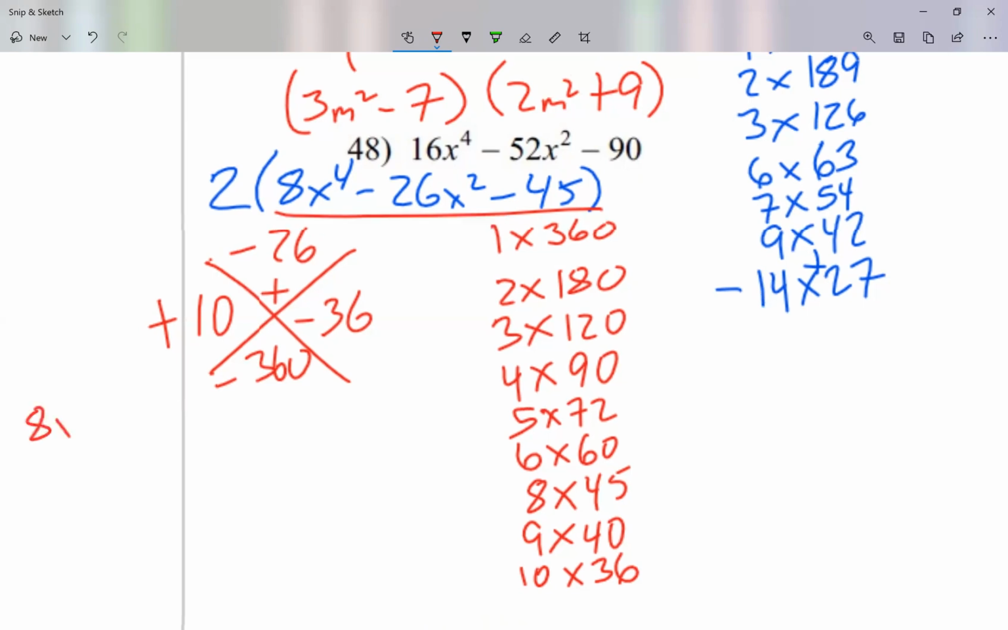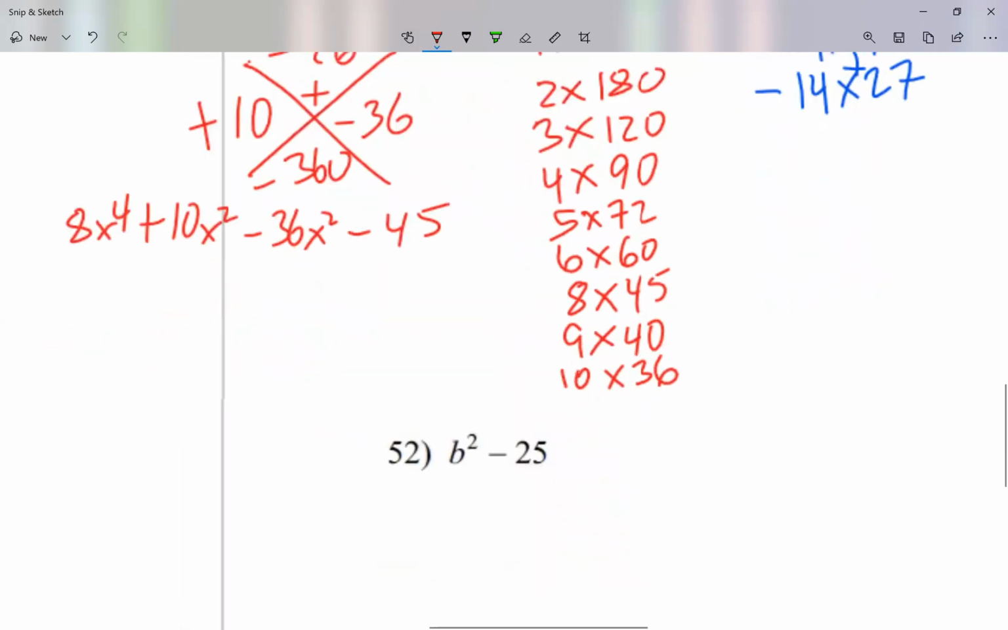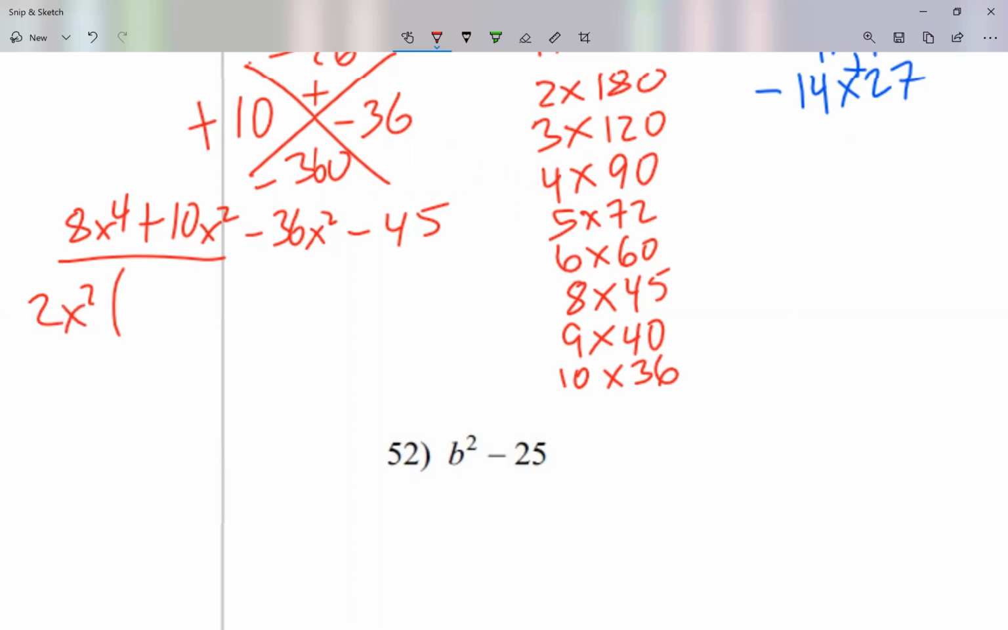Let me write that as 8x to the fourth plus 10x squared minus 36x squared minus 45. Notice how I split the middle term. Looking at the first two terms, 8 and 10, I can divide each by 2, and then I can remove an x squared out. That's going to give me 4x squared plus 5.